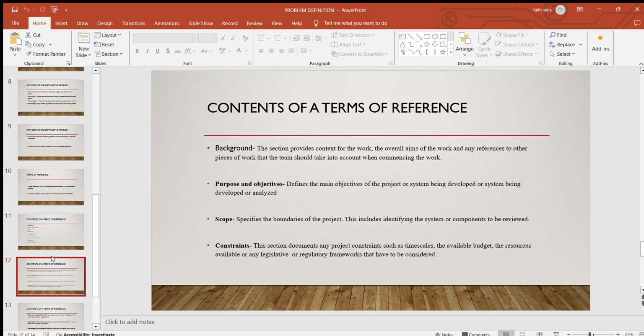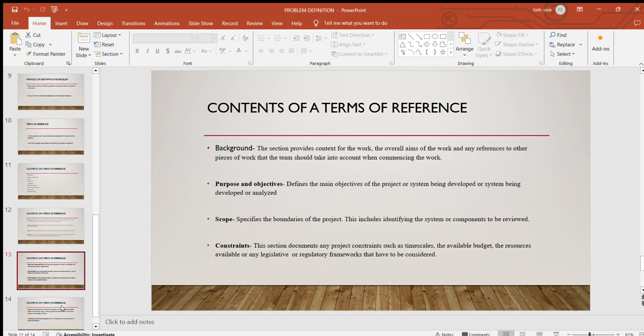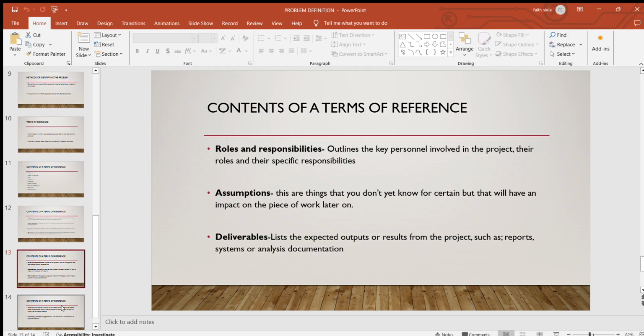Then we have constraints. This section is a short section which documents any project constraints such as timescales, the available budget, the resources available, or any legislative or regulatory frameworks which have to be considered. And then we have roles and responsibilities.